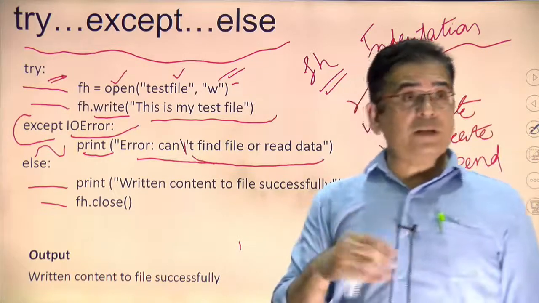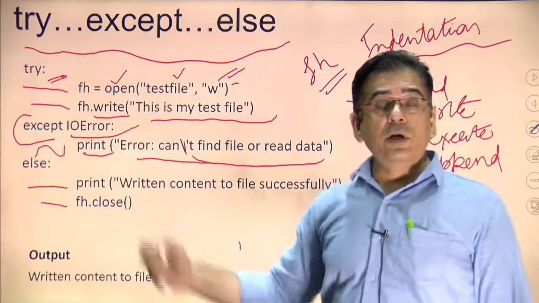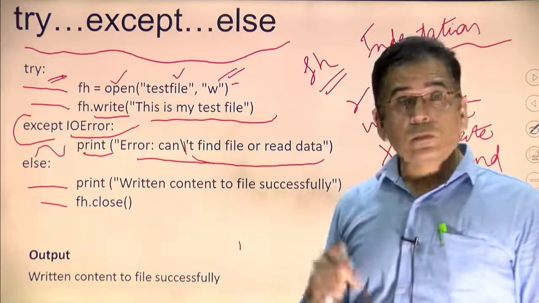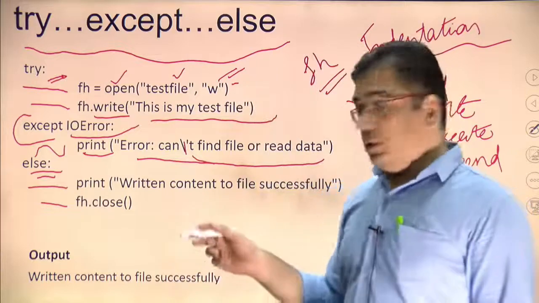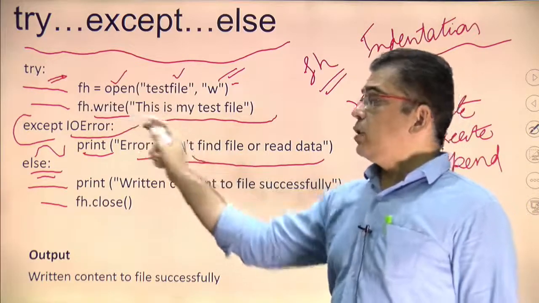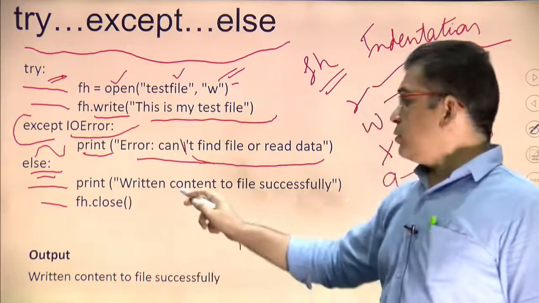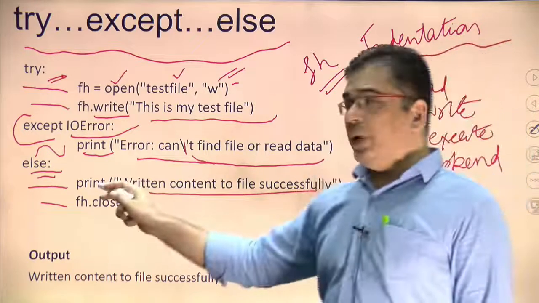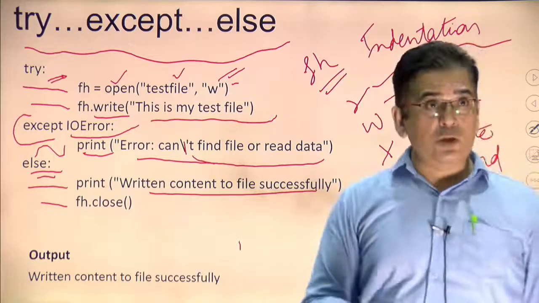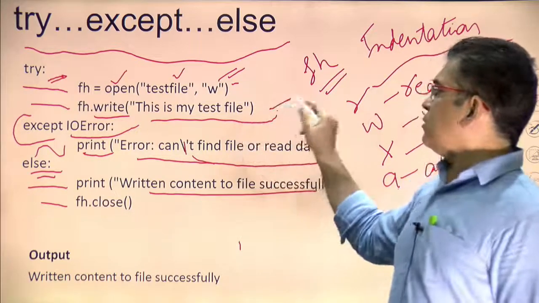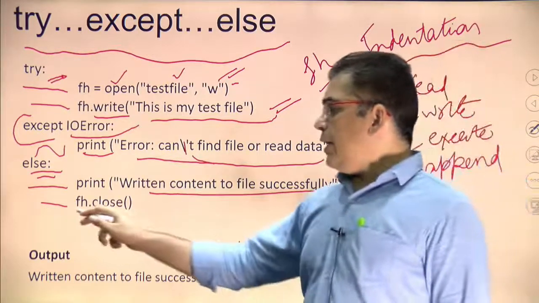But if no exception is raised by the try block and no IOError type of exception is handled by the except block, then the else block of code will be executed. It means there is no error raised and no error handled, so a simple output will be printed: written contents to the file successfully. I have written a print function within the else block, and it will display a message on the screen if the second line executed successfully. Written content to the file successfully, then I have closed that file.